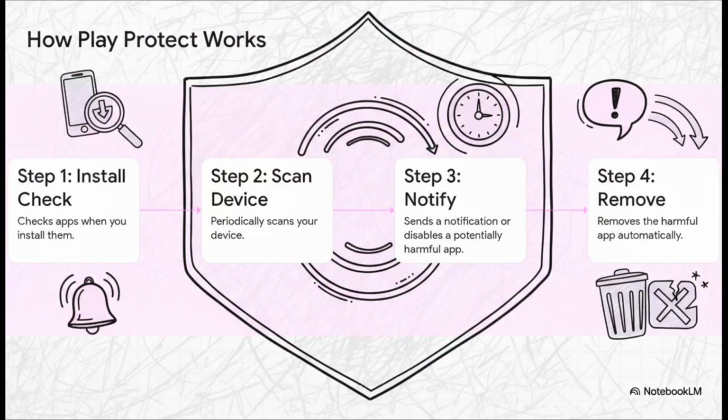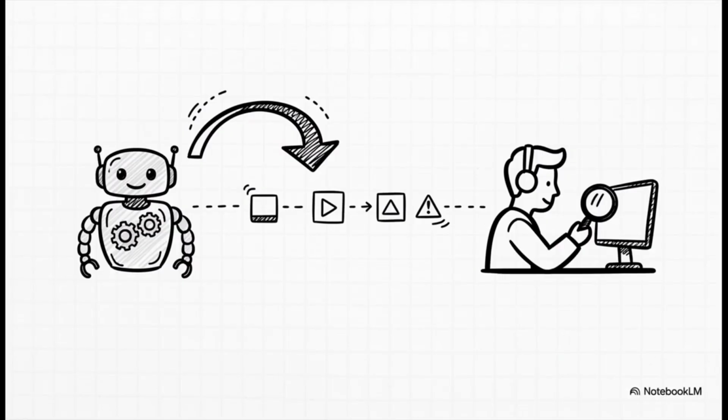And you can see how it works right here. Play Protect scans apps when you install them, it scans your device from time to time, and it can take action. Everything from just sending a warning all the way to automatically disabling or even removing a bad app right off a user's phone, no questions asked. It's a really powerful automated shield. But, and this is important, it's not just about the bots.